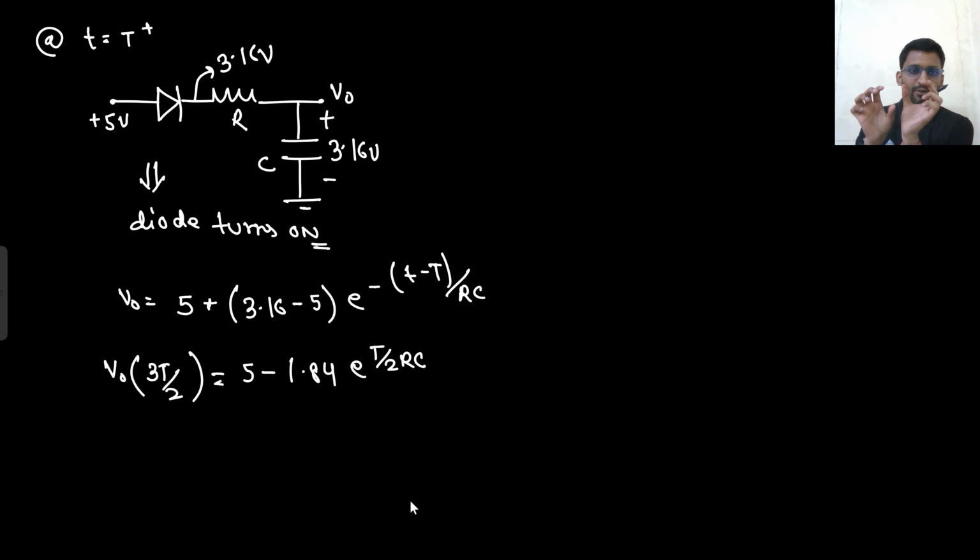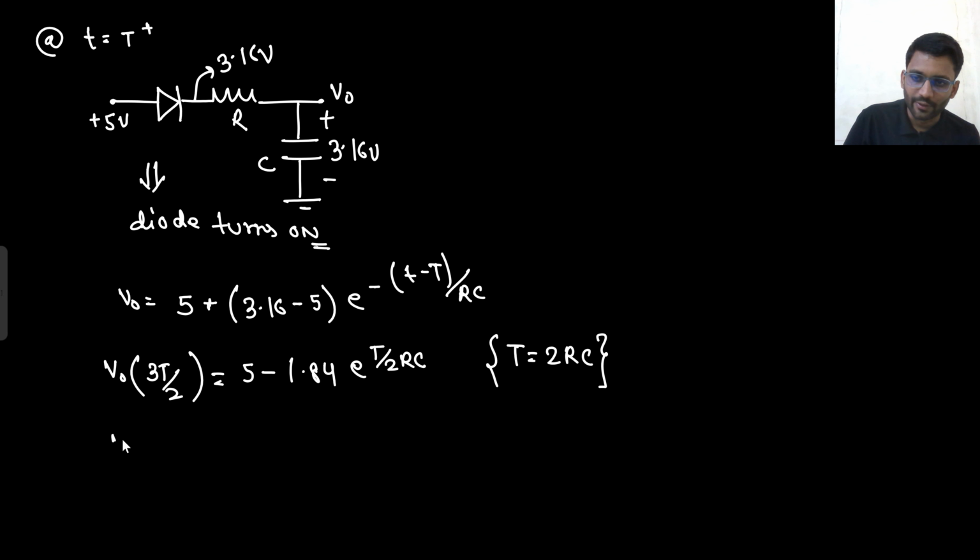T by 2 time it is on, t by 2 time it is off, t by 2 time it is on, t by 2 time it is off. So it has the window of t by 2 time. And t value is given as 2 RC. So from there you can find the value of V naught at 3t by 2, minus sign is there.